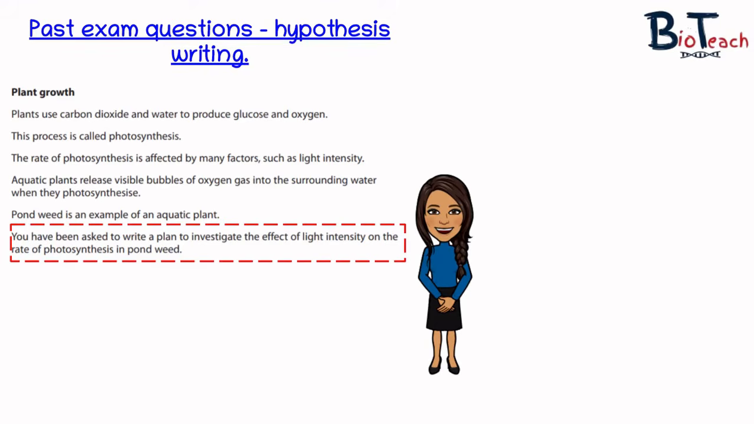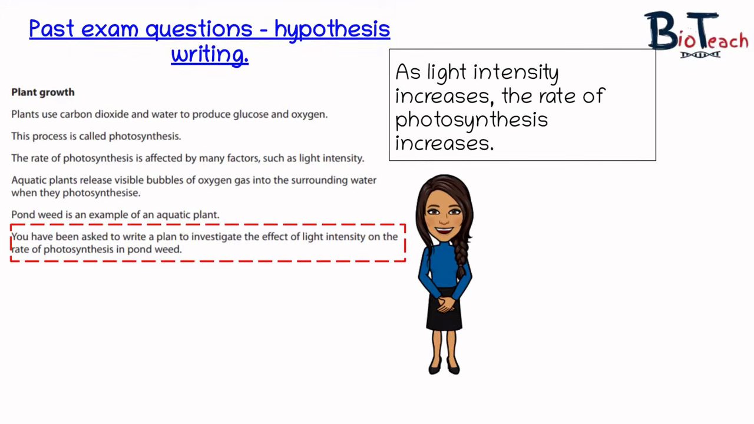Now, the key thing in this question is what's in that red box. You've been asked to write a plan to investigate the effect of light intensity on the rate of photosynthesis in the pondweed. So we're looking at the effect of light intensity on the rate of photosynthesis. What we could say is that as the light intensity increases, the rate of photosynthesis increases. That's fine. That's a simple hypothesis that you could write down, and it is acceptable, but it wouldn't necessarily get you the higher band of marks.